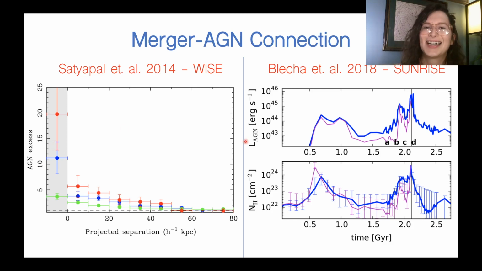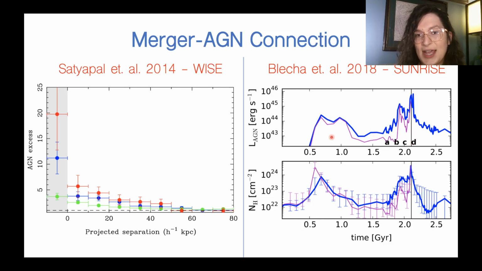This one is not a cosmological simulation. This is a zoom simulation, a SUNRISE simulation run on the Gadget 3 code. And this is just a run of two black holes undergoing a merger. On the top panel, we have the AGN luminosity versus time. This vertical line here indicates the exact time of the merger.